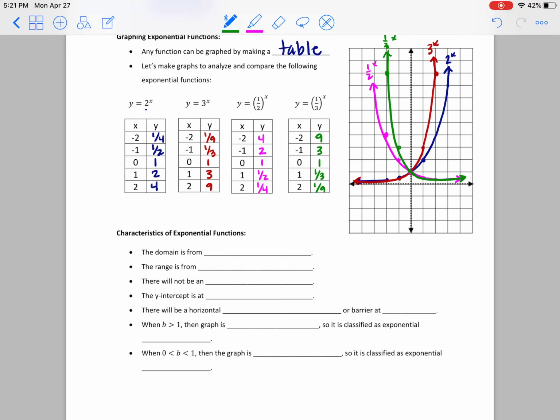Let's make some generalizations, right? These are graphs of exponential functions. What's going to happen every time we graph an exponential function is you're going to get a picture that looks kind of like one of those.